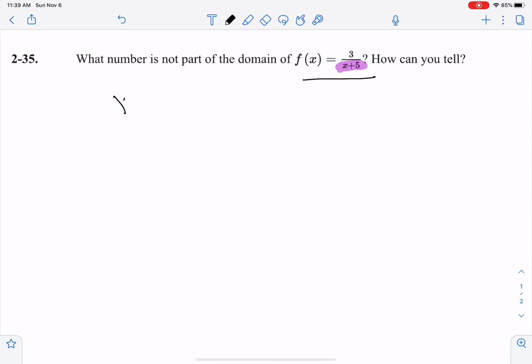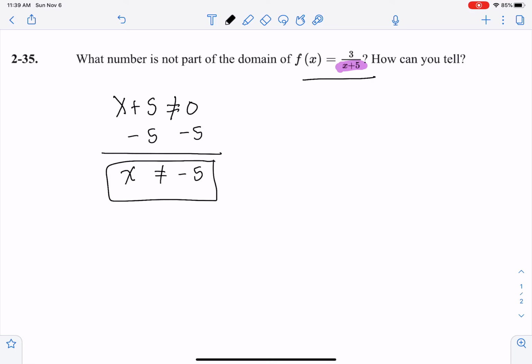So what we're saying is that x plus 5 cannot be 0, because if it is 0, then it's undefined in mathematics. So now we solve this inequality just like it's an equation. We subtract 5 from both sides, and we get x cannot equal negative 5. And that's the best way to leave your answer. You're stating that the domain, which are all the input values, cannot equal negative 5, because if it does equal negative 5, then that would make the denominator 0.